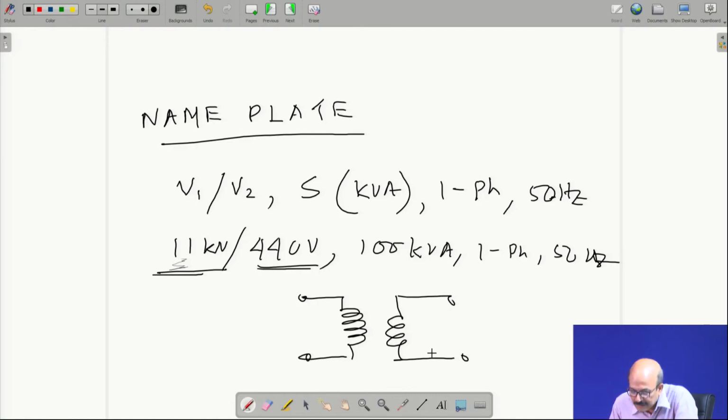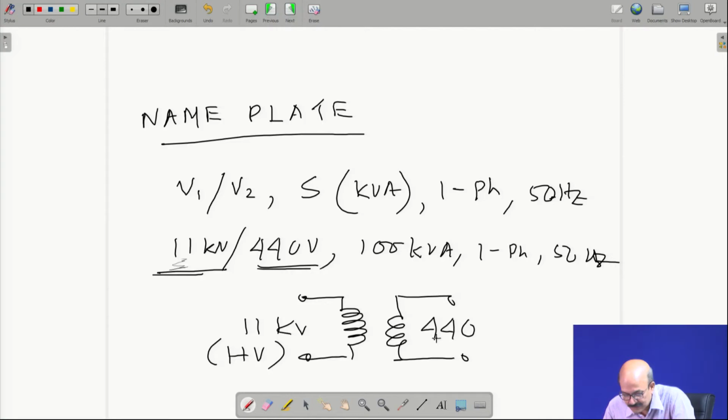So suppose this is 11 kV level, and this is definitely high voltage compared to that. So we say high voltage level. This is 440 volt, which compared to 11 kV is low voltage level, right? This is single phase, 50 Hz. Those informations will be there, and this 100 kVA.